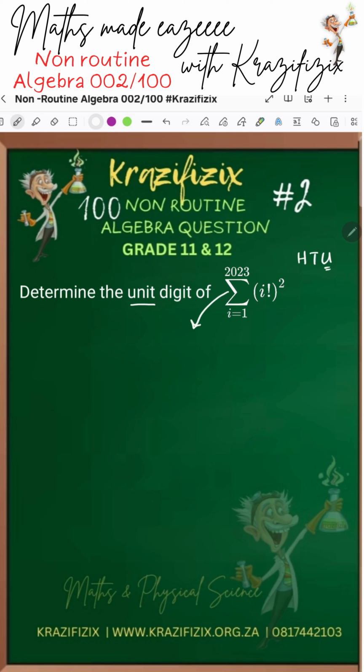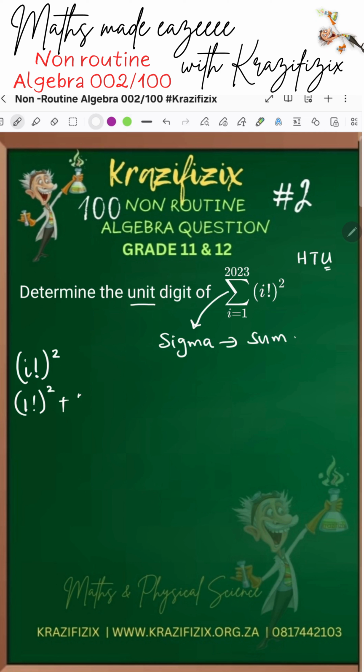Now the first thing is to quickly understand what this means. This is called a sigma, and it simply means sum. And then we have in the bracket i factorial, and we are told that our i starts at 1. So what does this really mean in terms of expansion? 1 factorial squared plus 2 factorial squared plus 3 factorial squared.